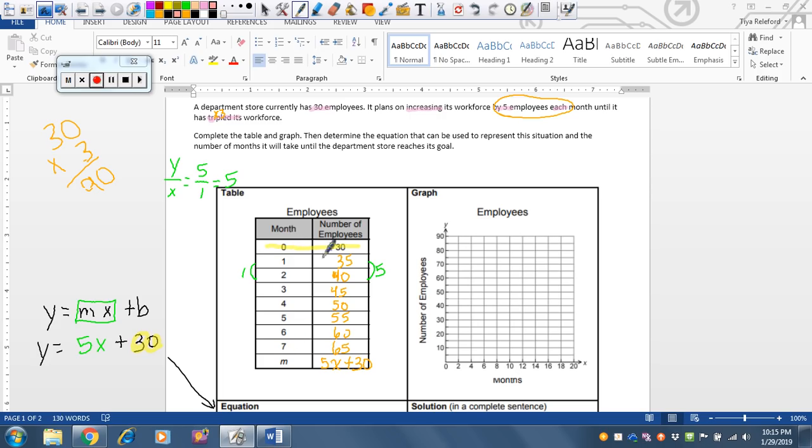All right, we're going to plot some points. All we're doing is taking these numbers and putting them on the graph. So our table is x and y, and our graph has an x and a y also. So for 0, 30, start at 0, and I'm going to go sideways 0. And then I'm going to go up 30.